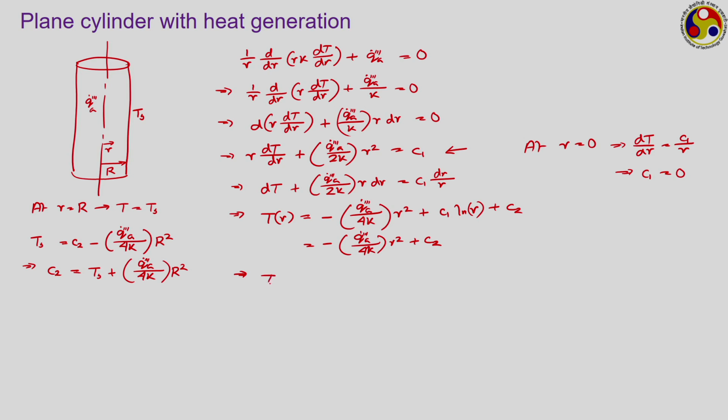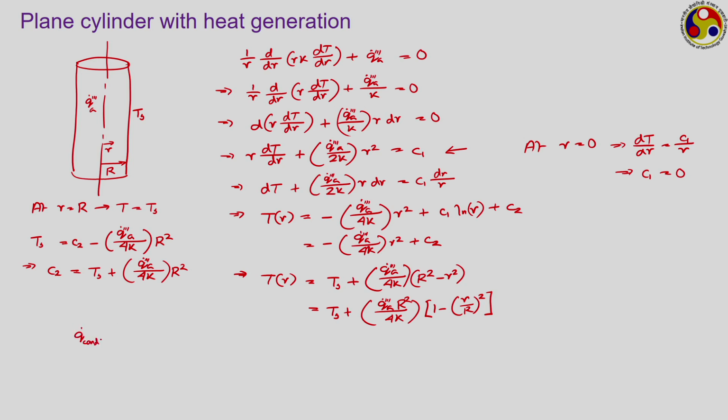So, taking it back here, T R is equal to Ts plus q dot triple prime upon 4k into R square minus small r square, that is equal to Ts plus q dot triple prime into R square by 4k into 1 minus small r upon capital R whole square, which is the closed form solution that we could have got for the temperature profile within this plain cylinder subjected to heat generation. We can easily calculate the rate of heat conduction at any location here.